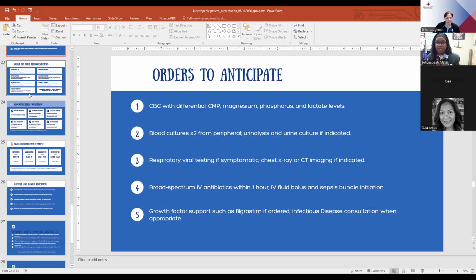Orders to anticipate, so we're looking at our CBCs, differentials, we're looking at blood cultures ×2, respiratory viral testing if they're symptomatic, broad spectrum antibiotics within 1 hour, like I stated, and any growth factor support, such as the filgrastim if ordered. I don't know if ID will step in to assist us with consultation, but I know Karen is huge on supporting different things, so we could probably reach out to her for any type of additional support from ID.